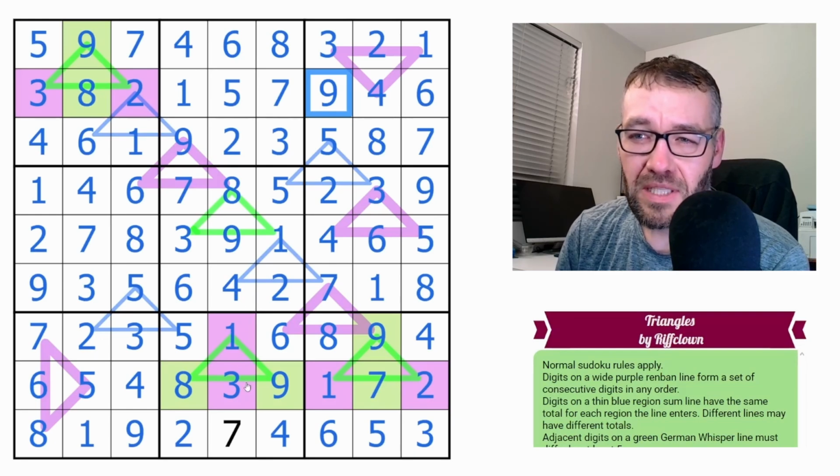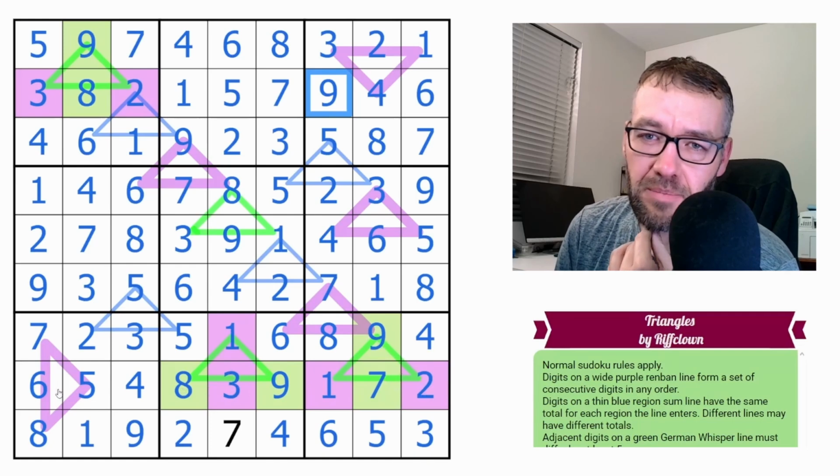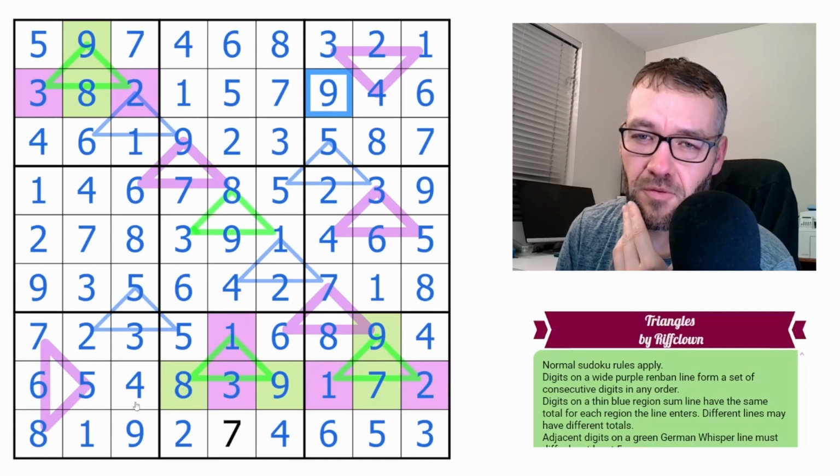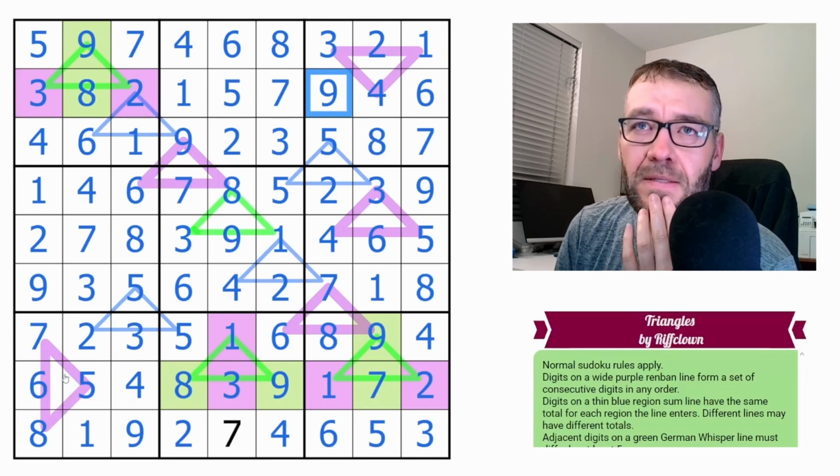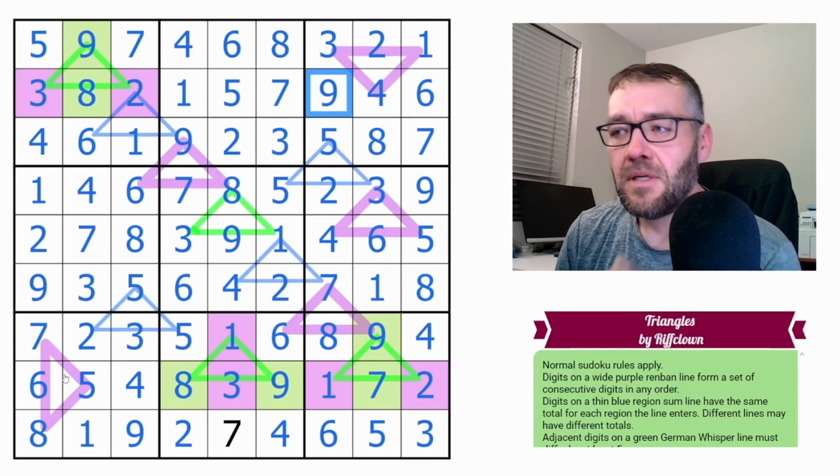I think realizing that the 6s couldn't go on any of the German whispers helped limit things down here a bit. And that placed a 5 over here. This 4, 5, 6 triple over here limited this Renban. So yeah, it was a pretty interesting puzzle.